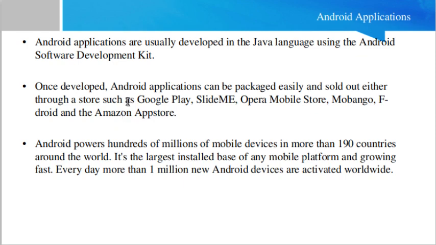Android powers hundreds of millions of mobile devices in more than 120 countries around the world. It's the largest installed base of any mobile platform and growing very fast. Every day, more than 1 million new Android devices are activated worldwide. So you can imagine the number, 1 million every day they are activating. So you can imagine the scale of Android here.